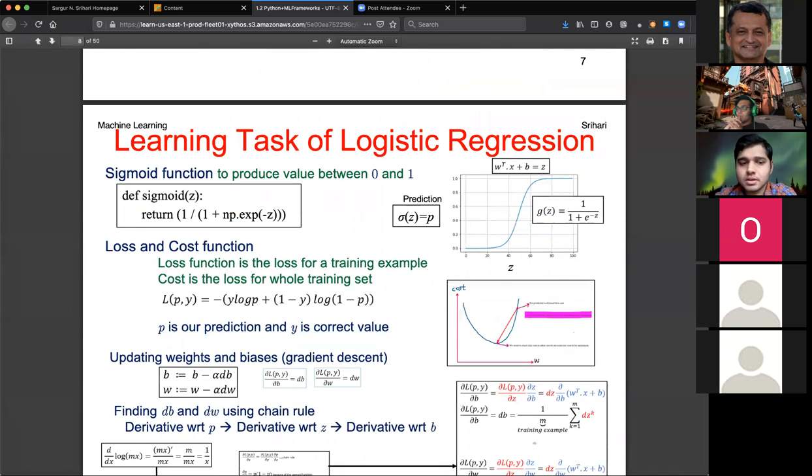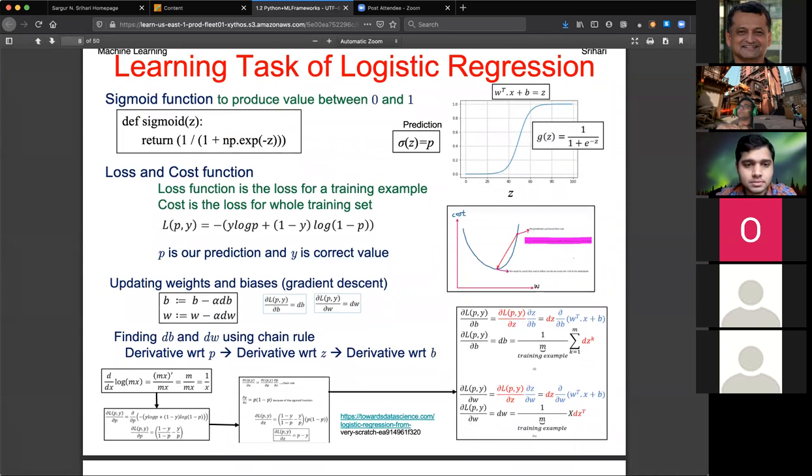This is not to confuse you and throw you off. It's actually a fun slide if you look at it. It's got all the mathematics you need, and it tells you what kind of mathematics you need to review. And let's go one by one. Learning task of logistic regression.